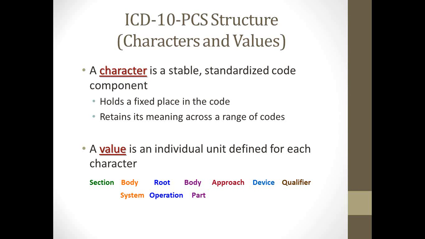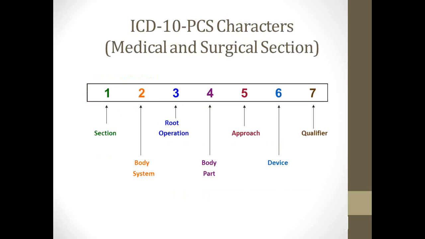Regarding ICD-10 characters and values, I want to explain the basics and the premise, kind of the nuts and bolts of ICD-10. That's why we're going to go through all of this before we get to some sort of solution for your office. In ICD-10, the character is a stable, standardized code component. It holds a fixed place in the code, and it retains its meaning across a range of codes. A value is an individual unit defined for each character, like the section, body system, body part, approach, device, qualifier, etc. This slide shows the ICD-10 characters for the medical surgical section, and it lays out what these are for you.